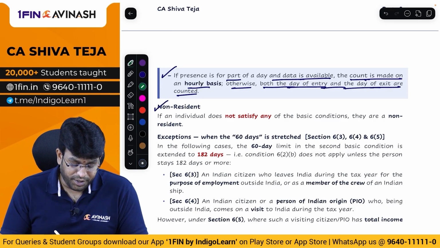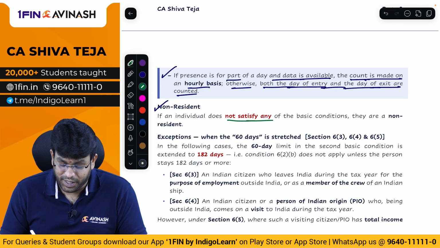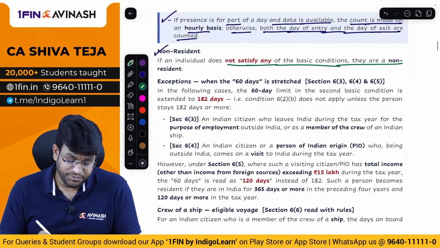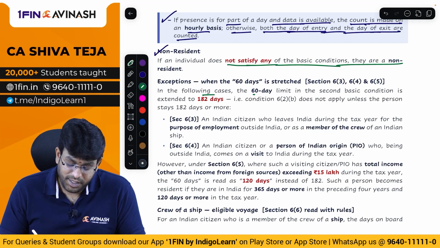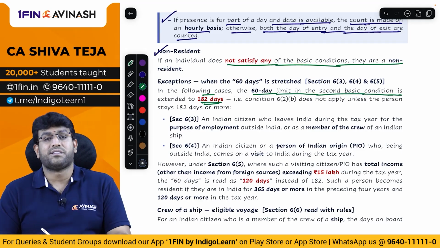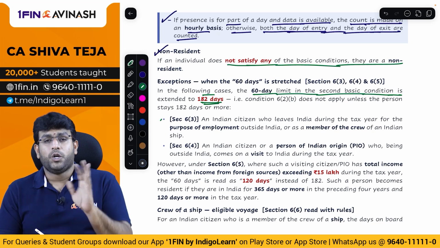And when do you call him non-resident? If he does not satisfy any of the basic conditions. Next part you see. Exception. In the following cases, the 60 days limit in the second basic condition is extended to 182 days. That is, 182 you have to satisfy to become a resident.